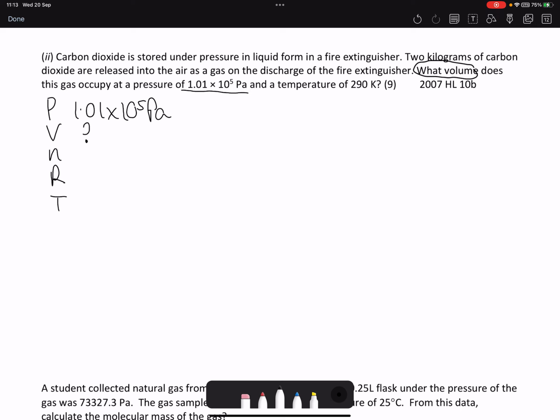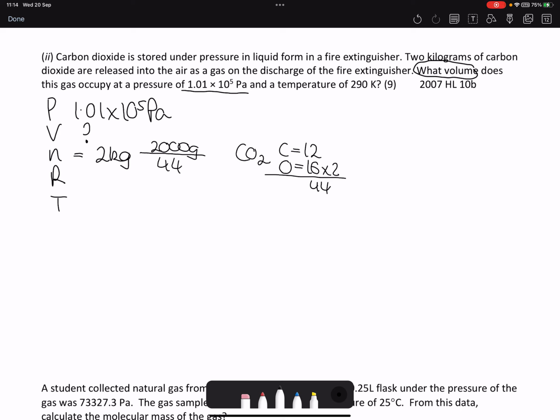N, in this case, we'll drive straight into it. There's no moles mentioned, but there is 2 kilograms of carbon dioxide gas. So I can't use 2 kilograms. I'm going to put this into my mass triangle. I have to convert it into grams. I need to work out CO2: C has a mass number of 12, oxygen is 16 by 2, so that is 32. 12 plus 32 is going to be 44.